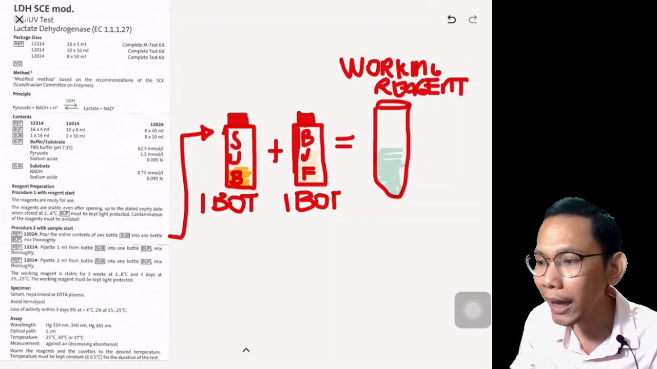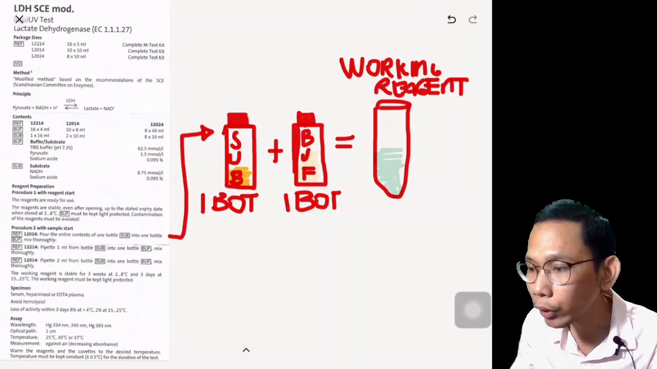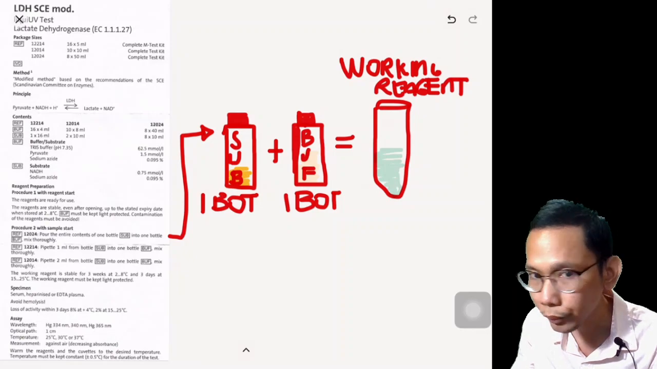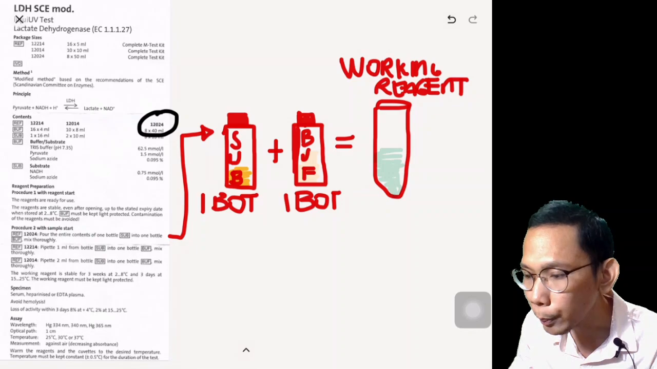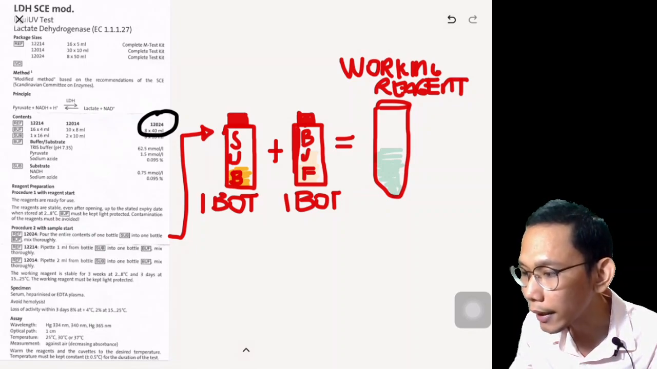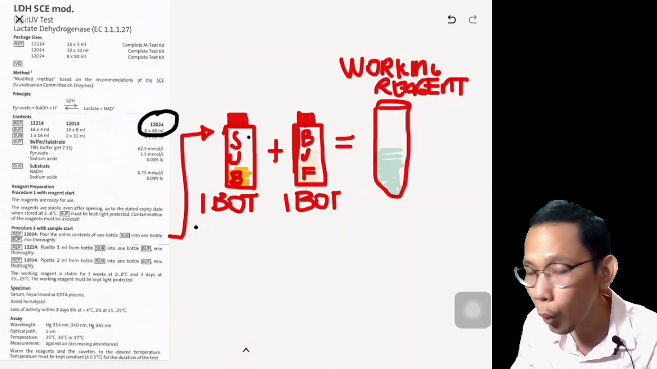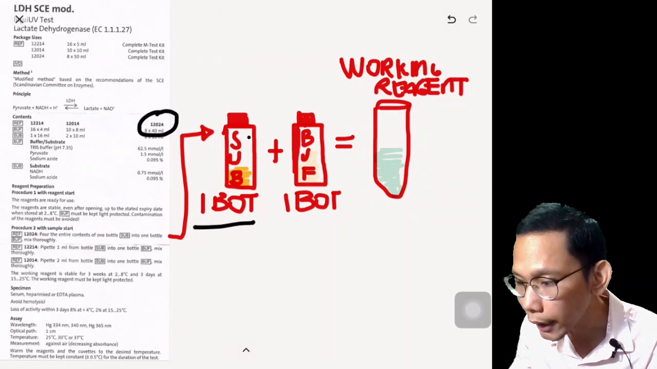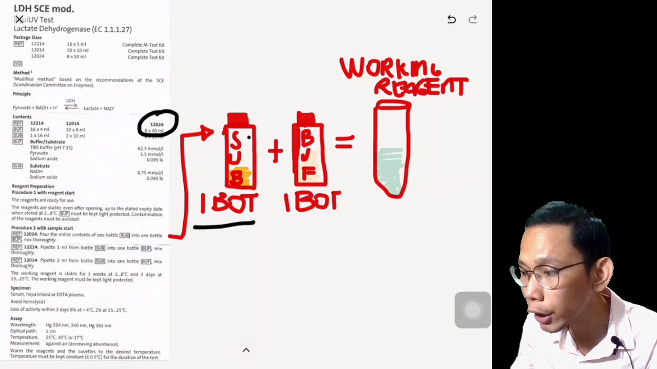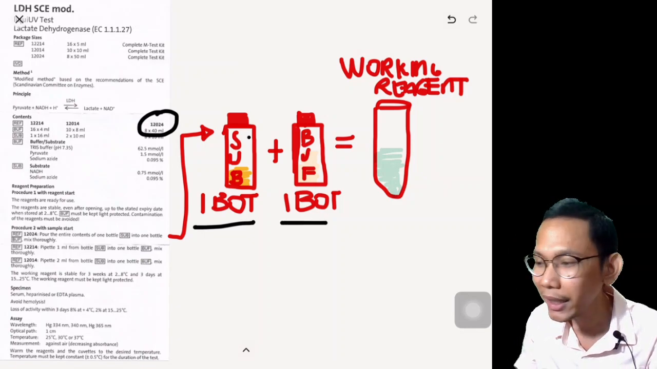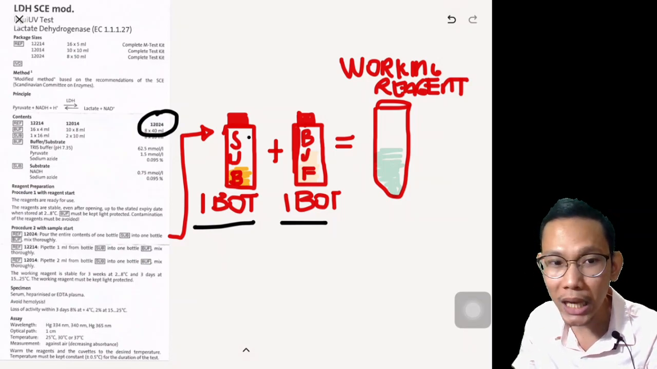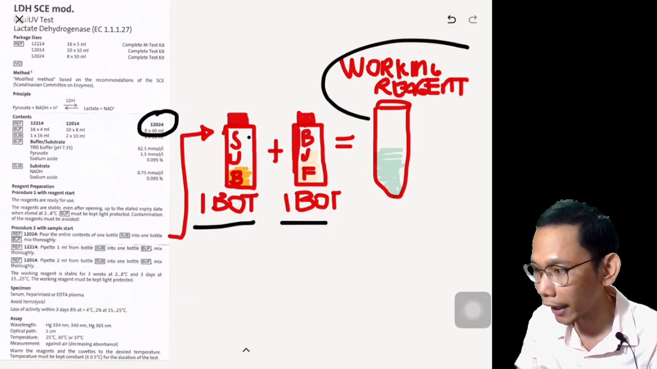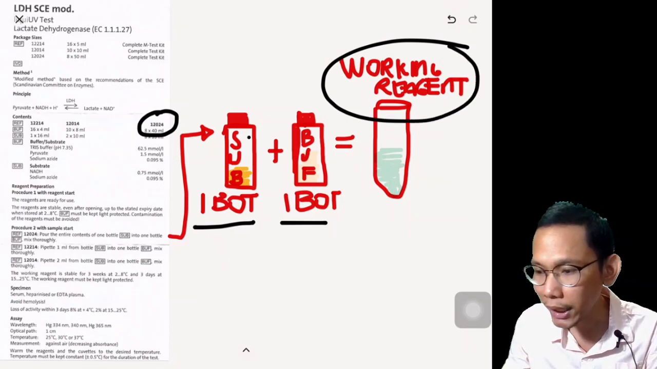For this example, ang gagamitin natin is 12024. For 12024, you pour the entire contents of one bottle of your substrate into one bottle of your buffer. As simple as that. I-mix mo isang bottle ng substrate, isang bottle ng buffer, then that will be our working reagent. Yan na yung ating working reagent.